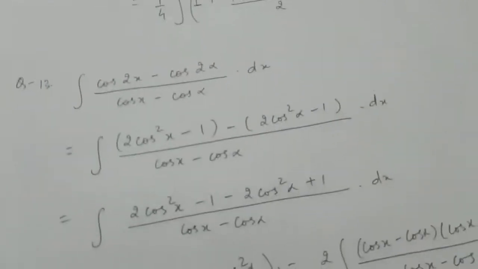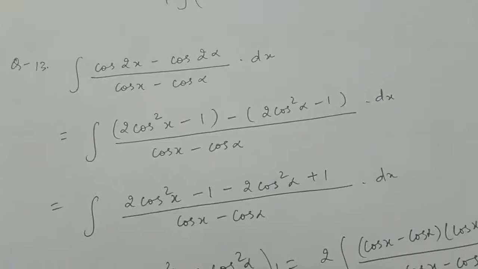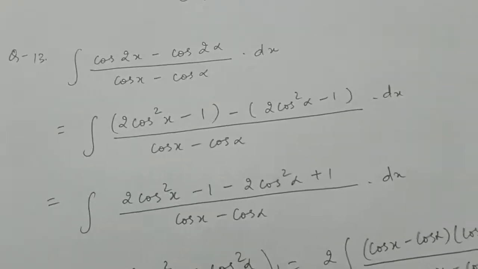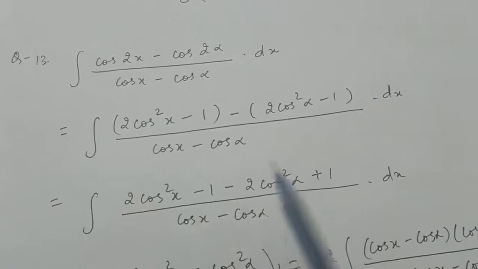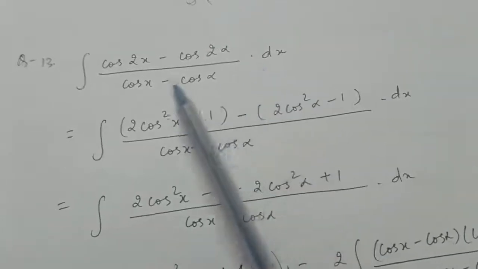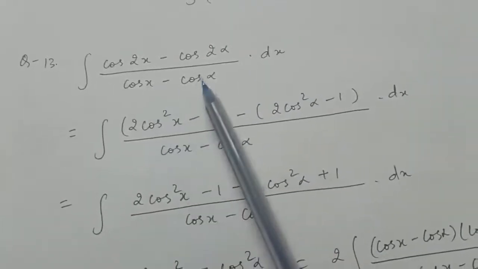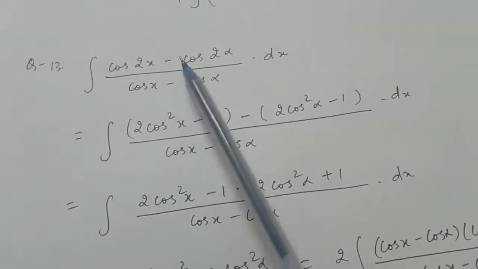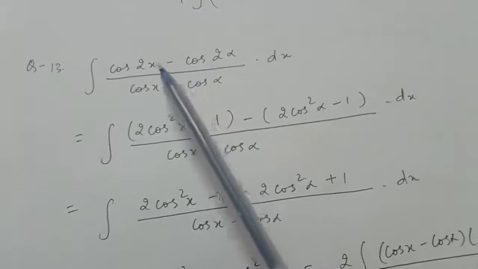Now next is question number 13, which is the integral of cos 2x minus cos 2 alpha upon cos x minus cos alpha into dx. So see, in the denominator we have cos x minus cos alpha. So we will try to make the same in the numerator.